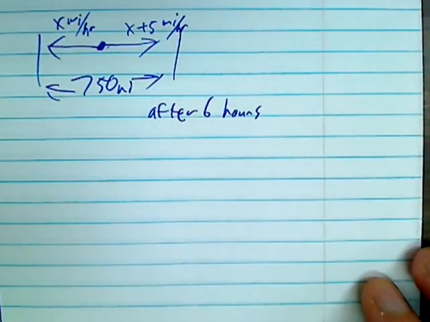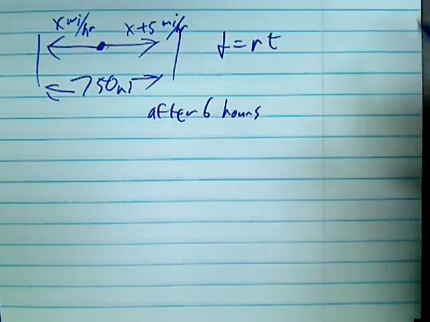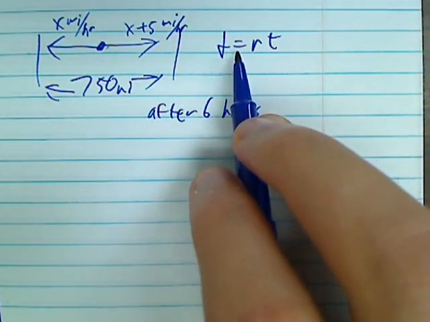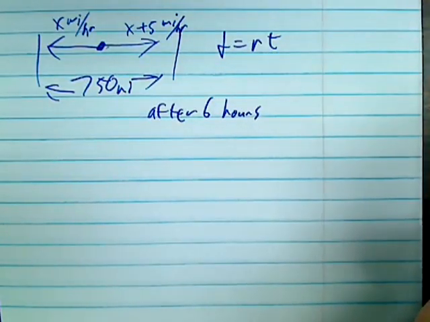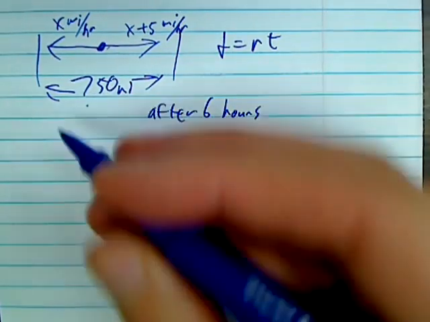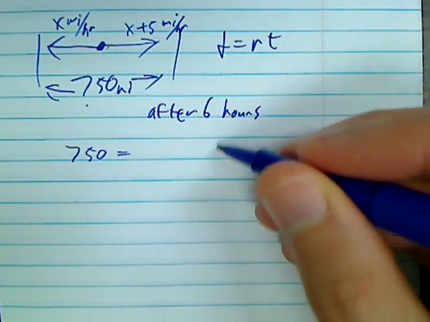Okay, the formula that we need is what I call the DIRT formula, D equals RT, because that's kind of like two I's on its side, so D-I-R-T, DIRT. And distance equals rate times time. We can plug everything in here. I know the distance is 750, the time is 6. 750 equals the rate times 6.